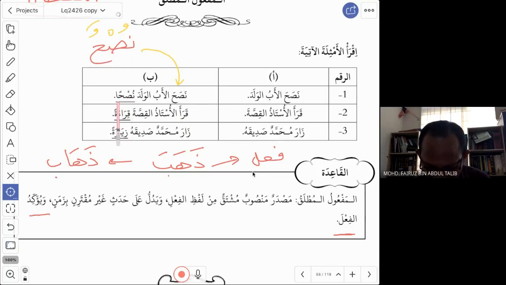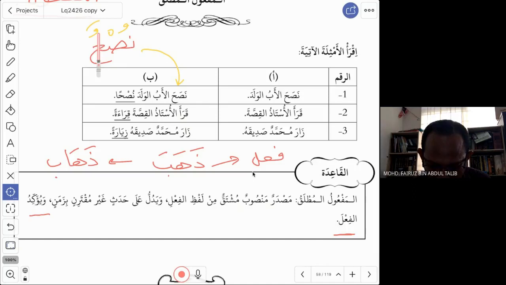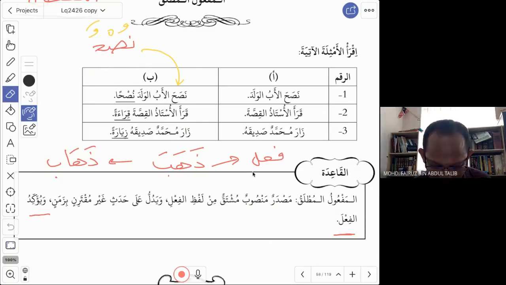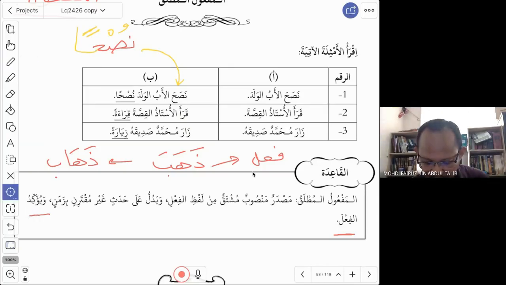But remember, they say that maf'ul mutlaq is in the state of nasab, mansub. So it is always mansub. Instead of saying noshun, you end it with a fathah, so now it becomes noshan. You don't read noshun anymore, you change to noshan. And as always, whenever you have a tanween fathah at the end, you support the word with an alif. That is why it becomes noshan.